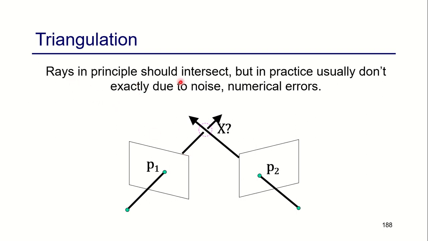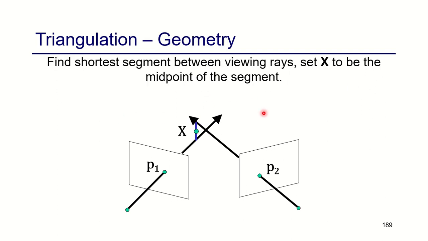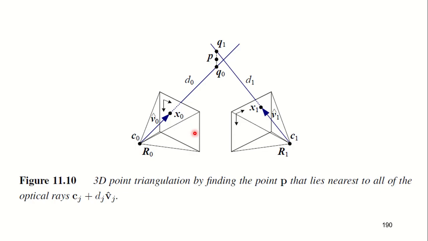In principle the rays should intersect, but in practice they usually don't exactly, due to noise or numerical errors. So find the shortest segment between the rays and set X to be the midpoint of that segment. This is the segment you are making, and this midpoint of the shortest distance is your X. This is 3D point triangulation by finding the point P, bisecting this line, that lies nearest to all of the optical rays Cj plus Dj Vj cap.